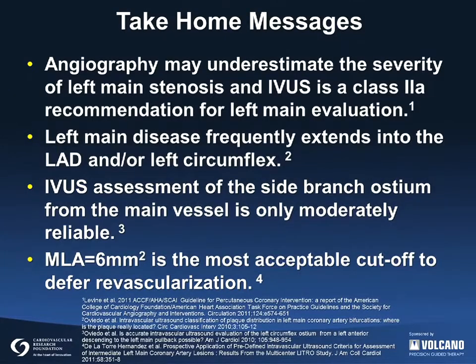This case summarizes the difficulty in assessing a left main stenosis by coronary angiography. Angiography may underestimate the severity of left main stenosis, such that IVUS has a Class 2A recommendation for left main evaluation. IVUS assessment of a side branch ostium from the main vessel pullback is only moderately reliable. An MLA of at least 6 square millimeters is the most acceptable cutoff to defer revascularization.